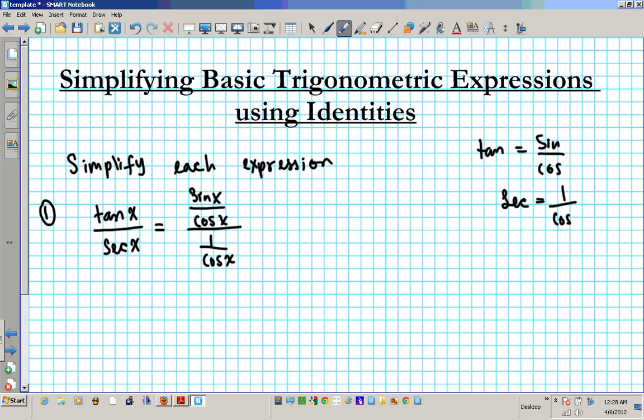Since we have a fraction over a fraction, I'm going to multiply the numerator, sine x over cosine x, by the reciprocal of the denominator, which is cosine x over 1, because multiplying by the reciprocal is the same thing as dividing. So just reciprocate the bottom and multiply by the numerator. The cosines cancel out, and you end up with sine x. Sine x is your final answer.